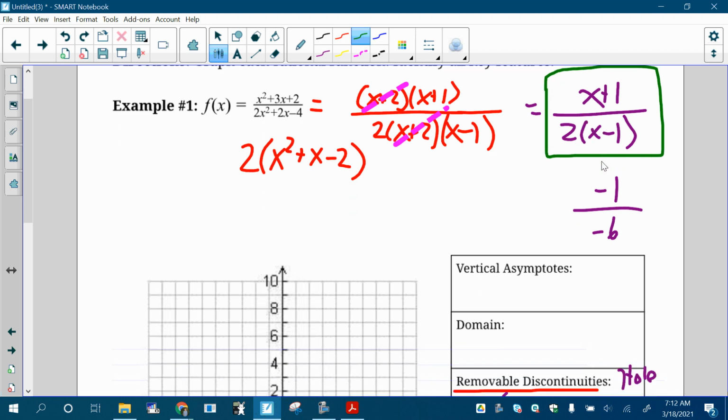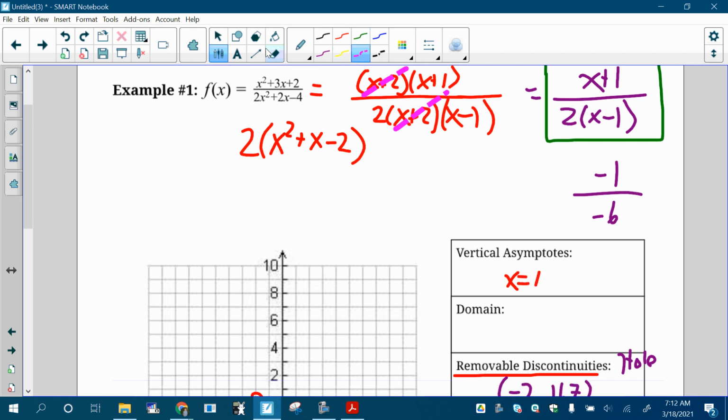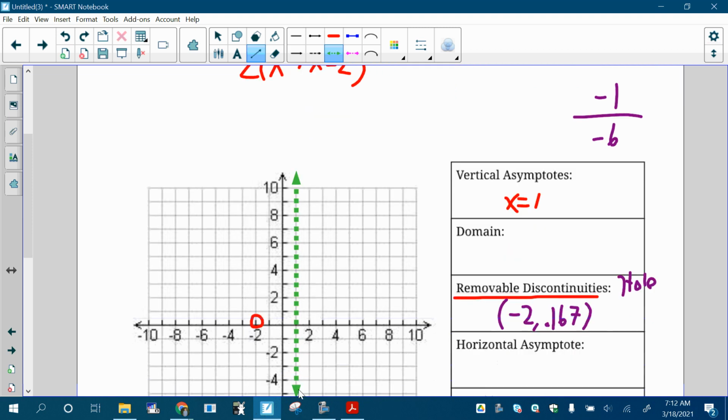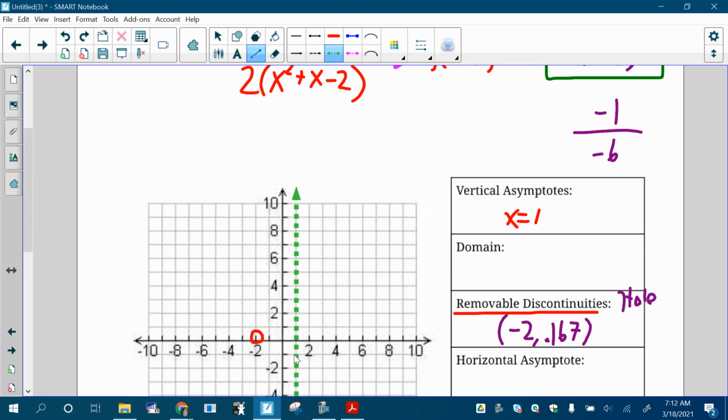Okay. Where are the vertical asymptotes? Well, where's the denominator 0? At x equals 1. Toss that in my graph. Vertical asymptote at x equals 1. Cool.